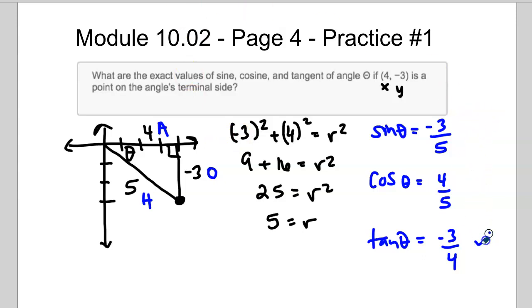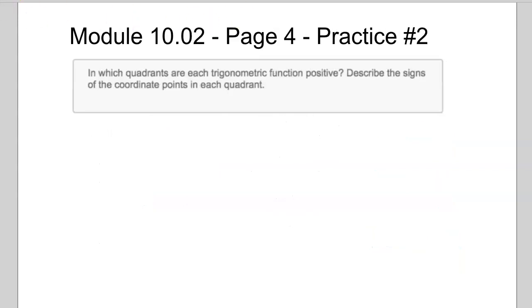All right, so now let's move on to number 2. Again, if you need to pause the video to write down and collect your thoughts, no big deal, but we're going to move on. On the next slide, it says we are trying to figure out in which quadrants each trigonometric function is positive. There are the 3 trigonometric functions: sine, cosine, tangent. The goal is to describe the signs of the coordinate points in each quadrant.